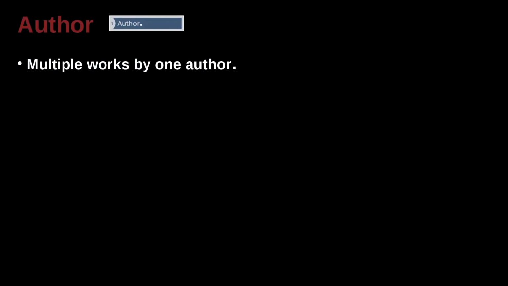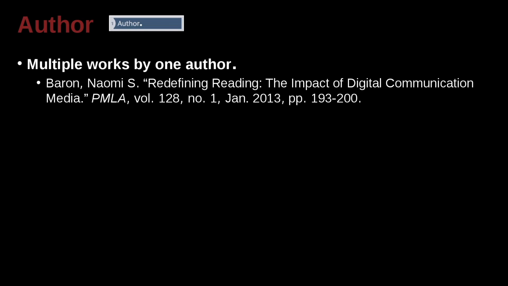Okay, let's look at some MLA examples of how this style works. So what about multiple works by a single author? Here we're looking at a very straightforward, very common example. The author's name is Baron, and the first name is Naomi, the middle name is S.